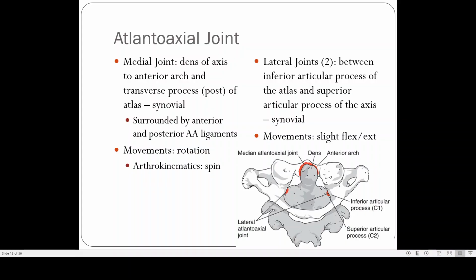Out laterally, we have two joints with the inferior articular process of the atlas as well as the superior articular process of the axis. And these are also synovial joints that allow some flexion and extension. Now, they don't allow a lot of flexion and extension because that dens comes up and hooks onto C1, but also because of those anterior and posterior ligaments around the dens, it really helps hold the dens to C1, which provides really necessary stability. As you can imagine when you're thinking about the brain transitioning into the brainstem.